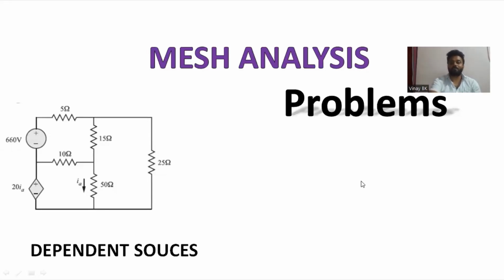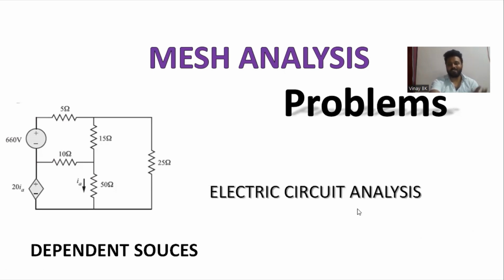In this video, I'm going to solve a mesh analysis problem, but with dependent sources, from the subject called electric circuit analysis. A dependent source is nothing but a source which depends on another parameter. There are four types of dependent sources.